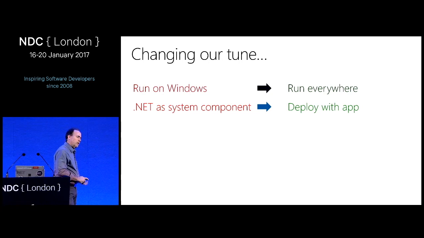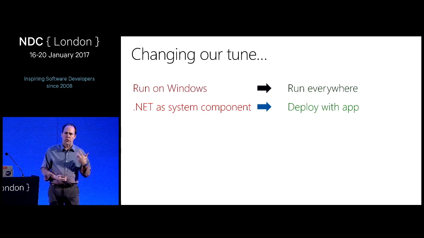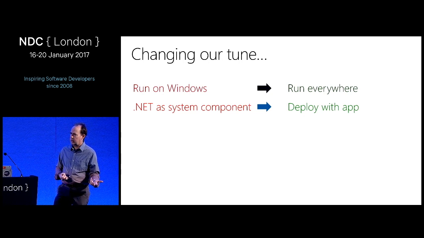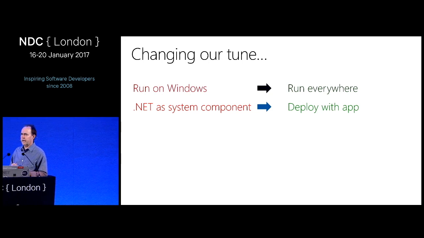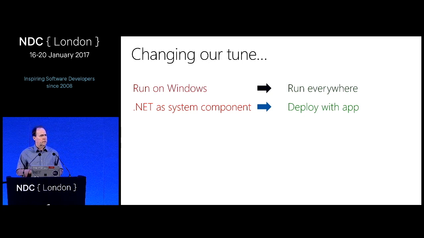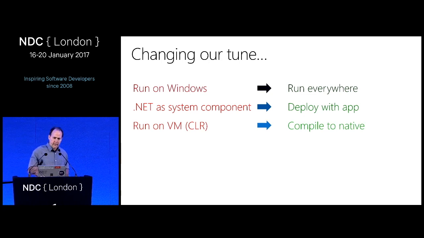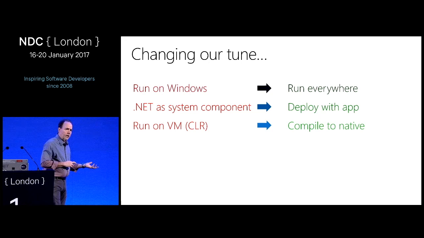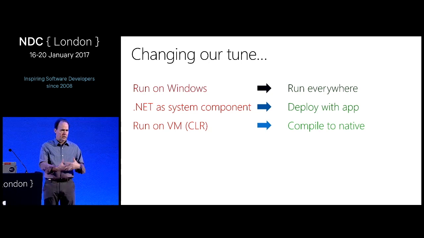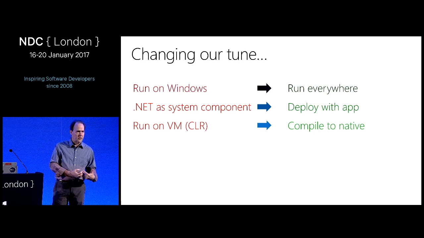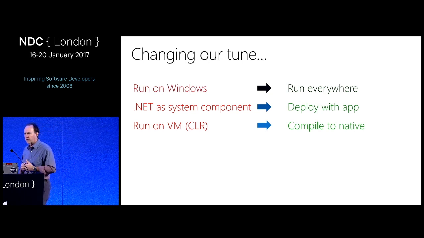.NET is a system component. More and more with .NET Core, you can deploy .NET with your application. That's going to make side-by-side a little bit easier as we get a little bit more investments there. It's going to make it easier for things like running in Docker containers and so on. You can deploy something that's totally self-contained. Running on a VM and a CLR, we're now also making investments into compiling C# through .NET Native into native code on various platforms. So you'll be actually running native code that started as C#.